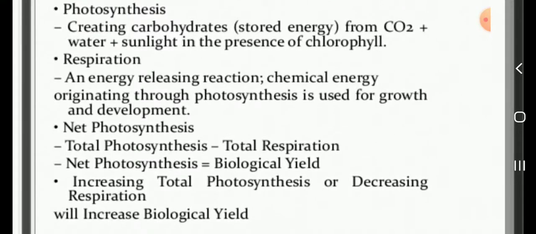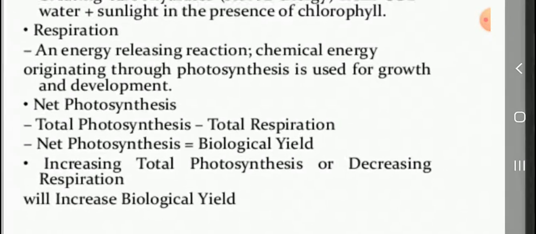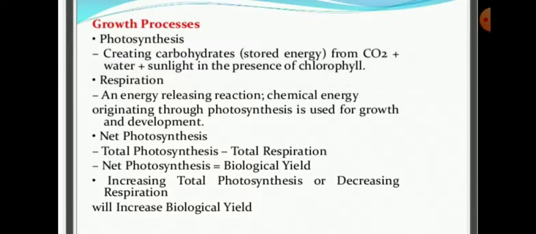Then respiration. What is respiration in plants? An energy releasing reaction, chemical energy originating through photosynthesis is used for growth and development. Then net photosynthesis: total photosynthesis minus total respiration, increasing the total photosynthesis or decreasing the respiration.